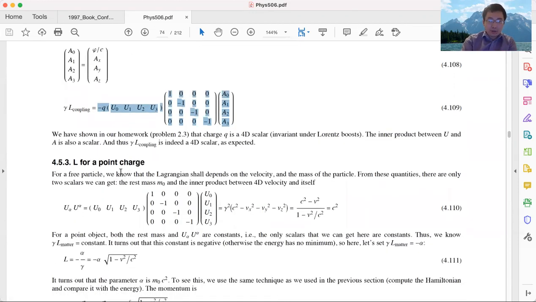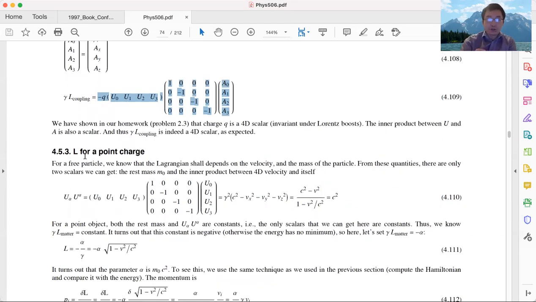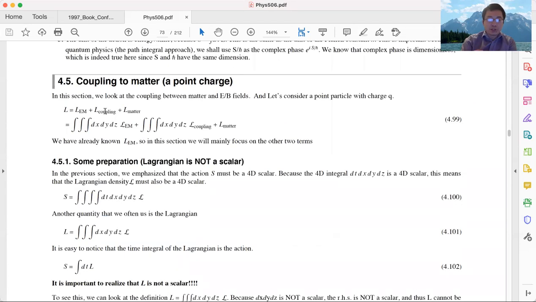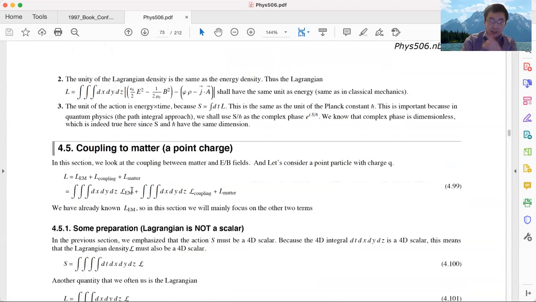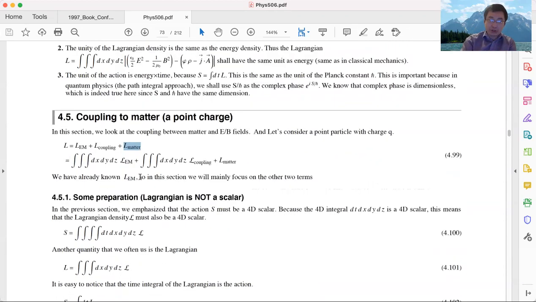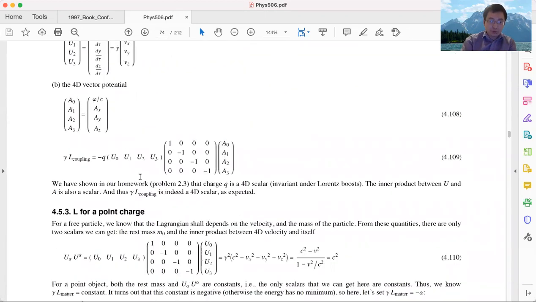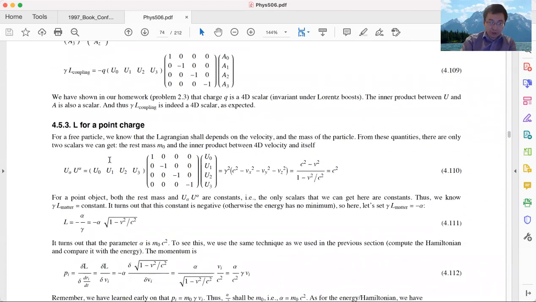Now let's look at the Lagrangian for the point charge. We know the Lagrangian for the coupling part already. The Lagrangian for the E and M part we also know from previous lectures: it's E squared minus B squared with a volume integral. The only part we don't know yet is the Lagrangian for my matter, my point charge. What is it? To get the Lagrangian for a point charge, we utilize the fact that gamma times the Lagrangian needs to be a scalar. Let me write it down here to highlight it.